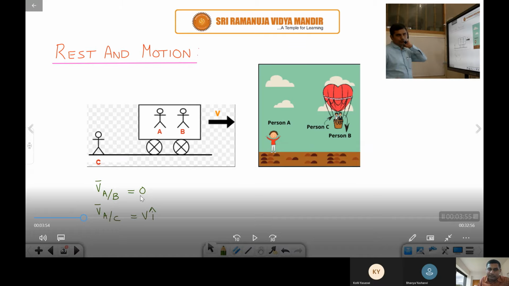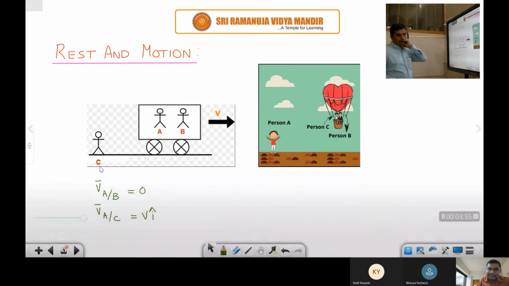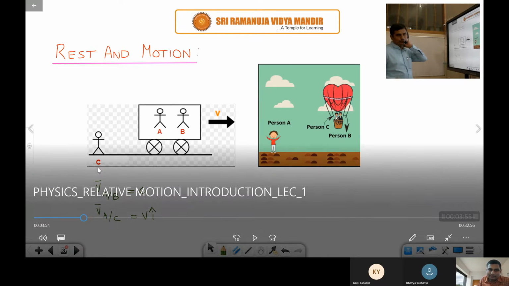V of A with respect to B is how much? 0. Okay. But suppose the same person A is observed by another person C, then it's moving right side, correct or not? Yes, sir. So the same person A is being observed differently by different observers, correct? B is observing him at rest, whereas C is observing in motion. This is the horizontal direction.